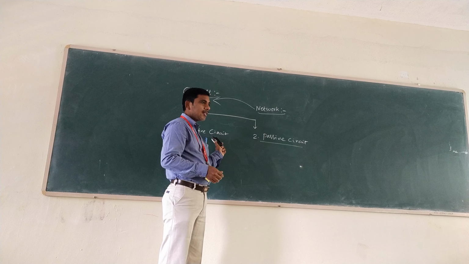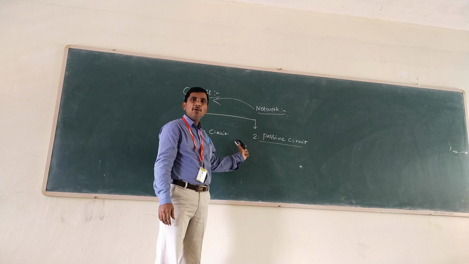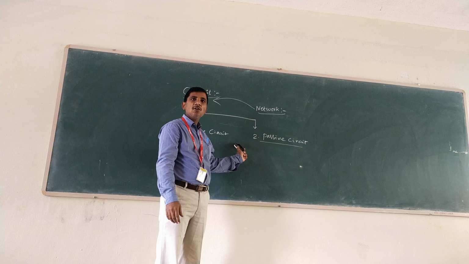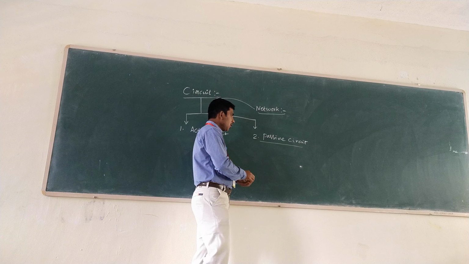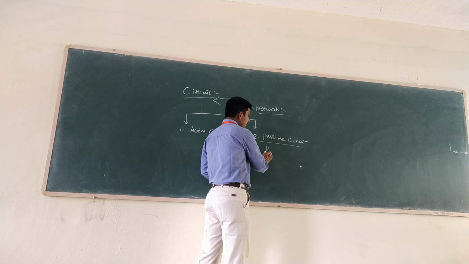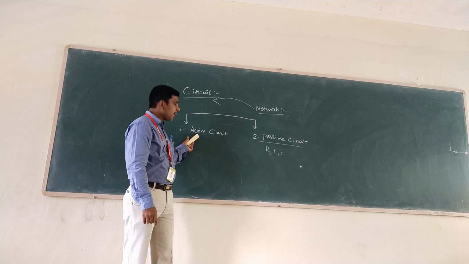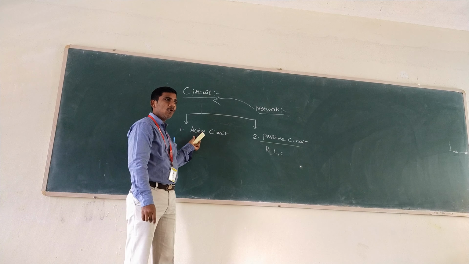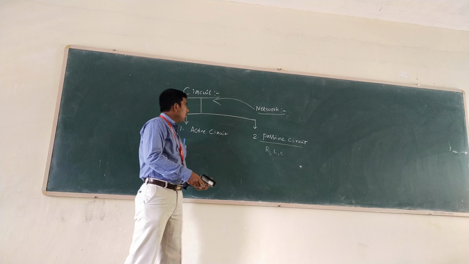Active circuit, the circuit which consists of both active elements and passive elements, is called an active circuit. Passive circuit in the sense only passive elements it consists of, R, L, C: resistor, inductor and capacitor only. Whereas active circuit consists of both voltage sources, current sources and passive elements. You can write the definition of active circuit and passive circuit.